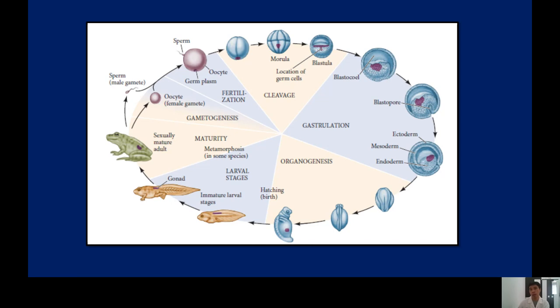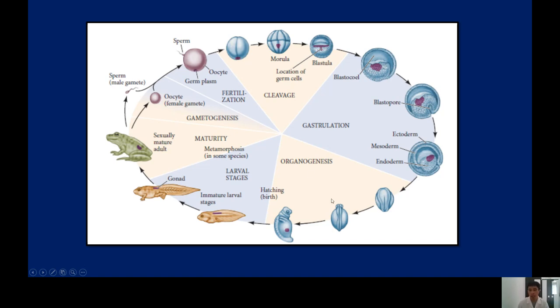Then they will enter the gastrulation stage, where they will form the three definitive germ layers called ectoderm, mesoderm, and endoderm. These three germ layers will be a very critical part of the formation of the organs afterwards. In organogenesis, these organisms will undergo formation, interaction, and differentiation of these three distinctive layers: ectoderm, mesoderm, and endoderm.